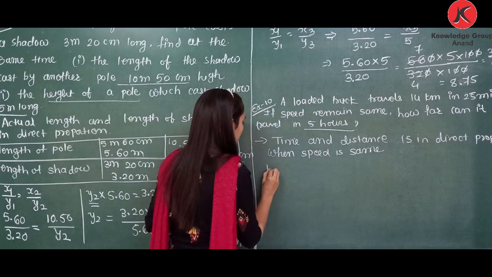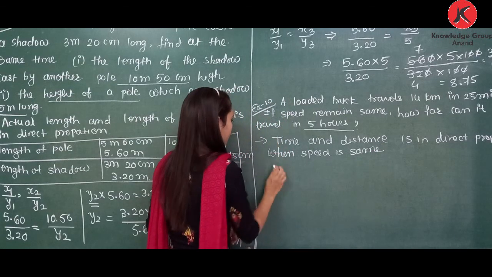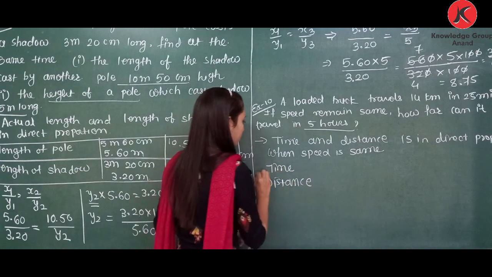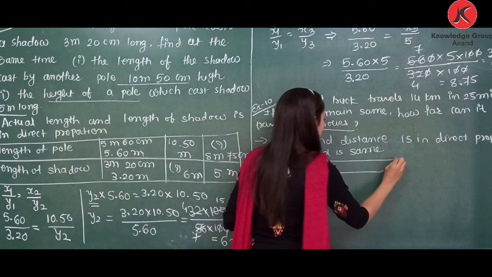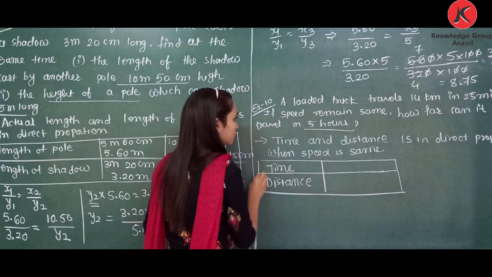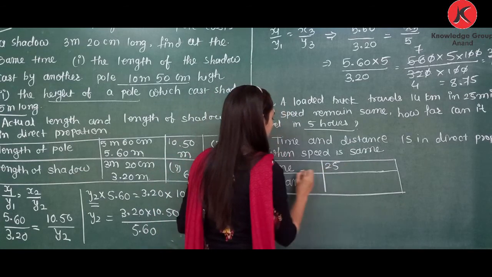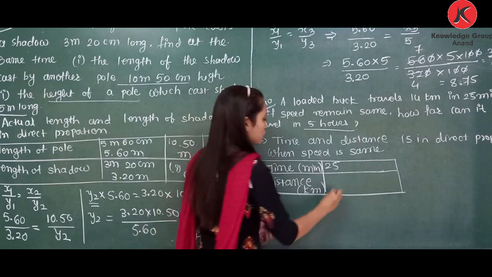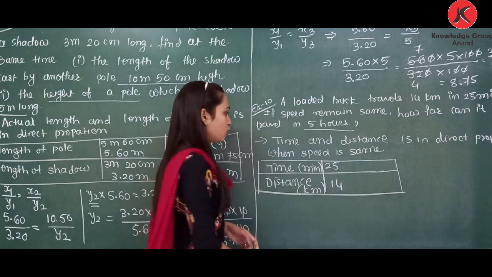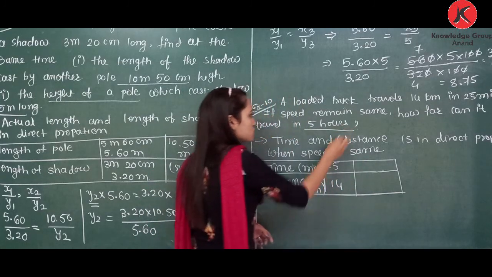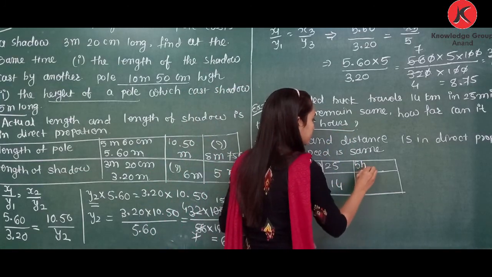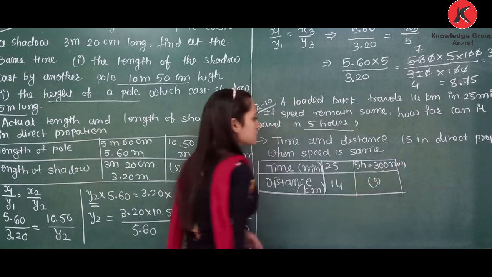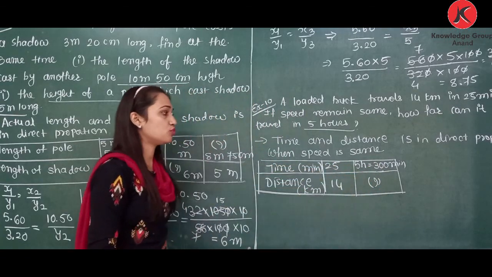So we can make a table, that is time and distance. So here you can see the time is given first, 25 minutes, and distance is kilometer. So in 25 minutes 14 kilometer is covered. We need to find for 5 hours. So convert this 5 hours in a minute. So that will be 5 multiply 60, that is 300 minutes.